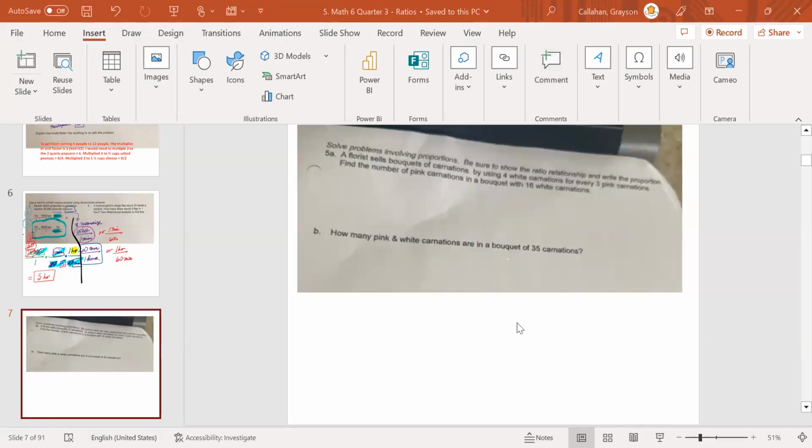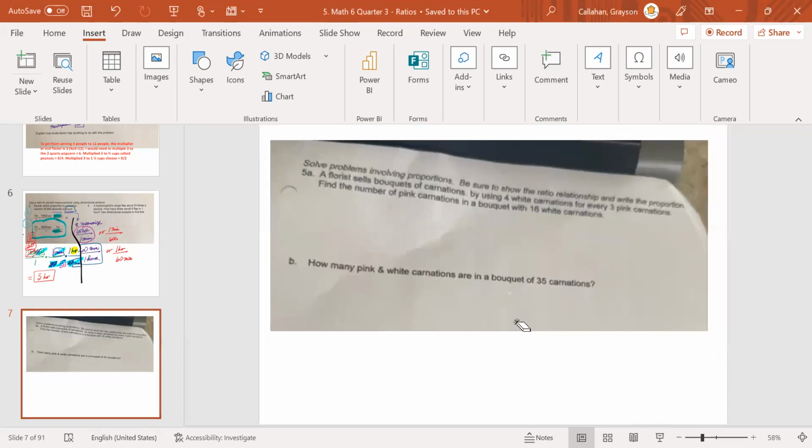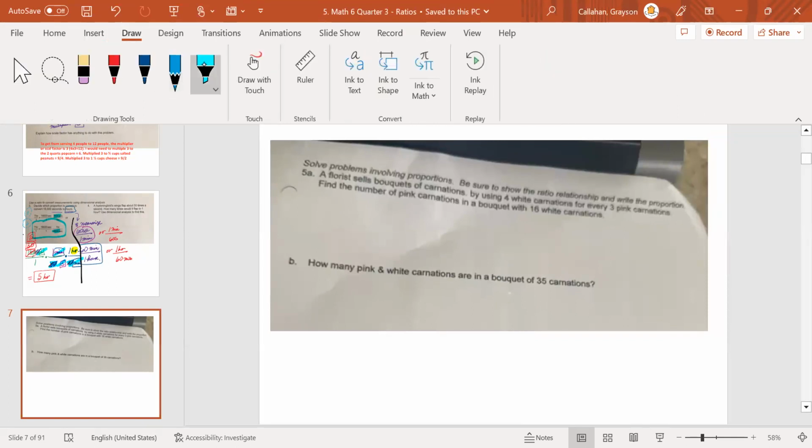Okay, so for number 5A, a florist selling bouquet of carnation by using 4 white carnations for every 3 pink carnations. Okay, find the number of pink carnations in a bouquet with 16 carnations. So 4 white carnations for every 3 pink carnations. Find the number of pink carnation in a bouquet with 16 white carnations. So 16 white carnations is what you have, right? X is what you're trying to find. X equals what? The number of what?